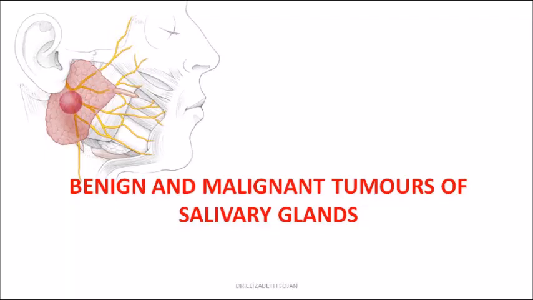Hello students, in part 2 of benign and malignant tumors of salivary glands, we are going to go into detail about a few of the benign as well as the malignant tumors seen in the salivary glands. If you have not seen part 1, watch that lecture and then come back to this one, because it's a continuation. In part 1, we learned about the proper histology of salivary glands. Now in part 2, we are going into detail about the diseases.